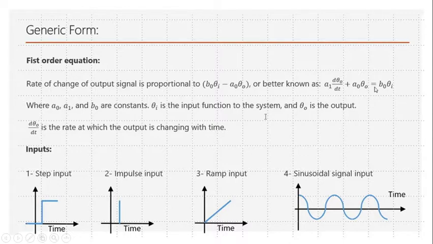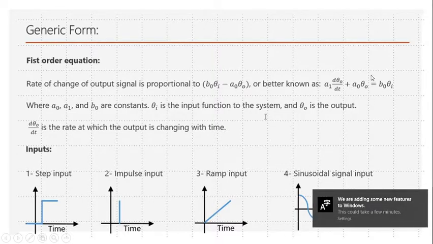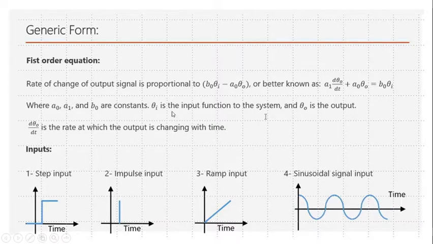So here I have some constants. A1, A0, B0, they are our constants. And in this case, I am looking at my input on the right side. So my theta i is the input function, and my output and orders of derivative of the output is on the other side. So theta o in this case is the output. And the derivative is the rate at which the output is changing with time.